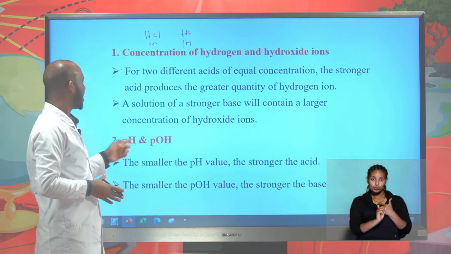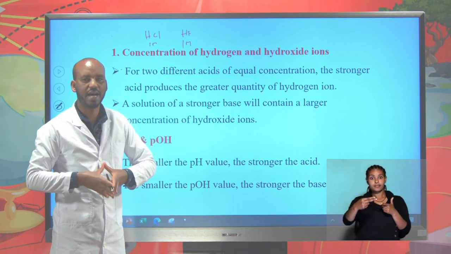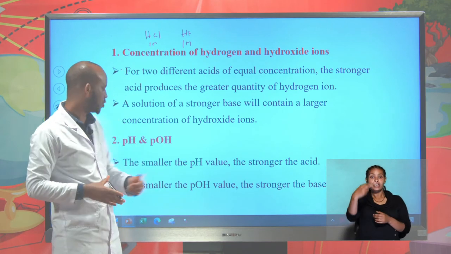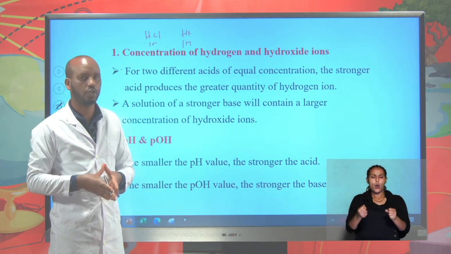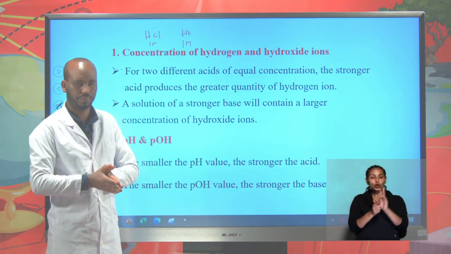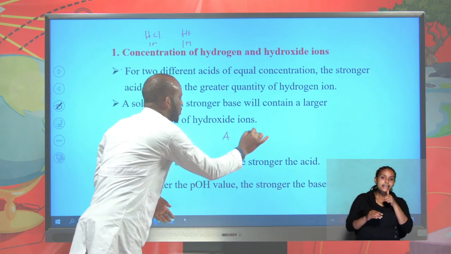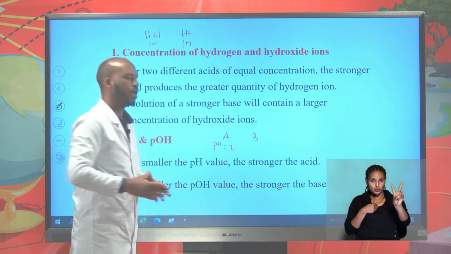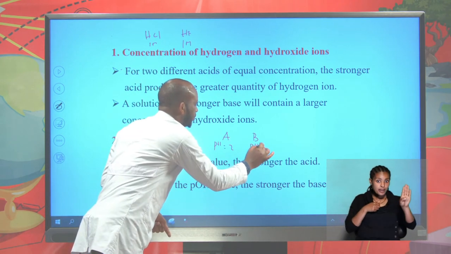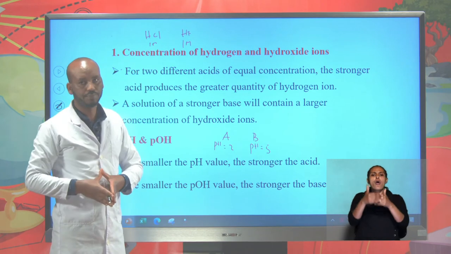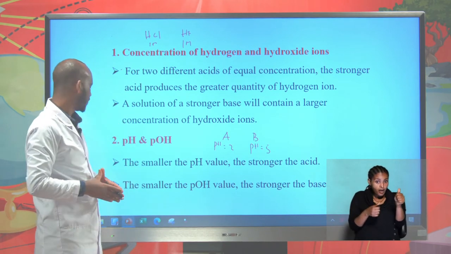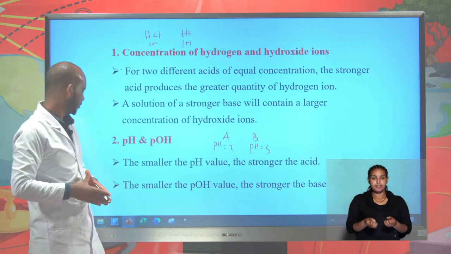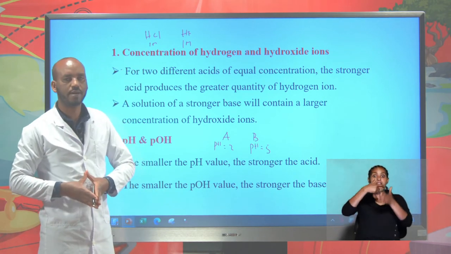2. pH and pOH is another way of measuring the strengths of acids and bases. The smaller the pH, the stronger the acid. Again, take two different acids, acid A and acid B. pH of acid A is 2. pH of acid B is 5. Now, which acid is stronger? It is A, because the smaller the pH value, the stronger the acid. The smaller the pOH value, the stronger the base.